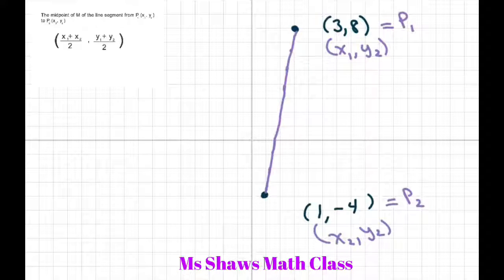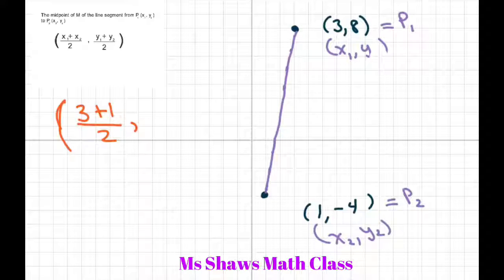Therefore, all we're going to do is add our x's together. So we're supposed to add the first one, so that would be 3 + 1 and divide by 2. You're just taking the average of the two numbers. This is x sub 1, y sub 1. These index numbers should match. These are called index numbers. They should match.